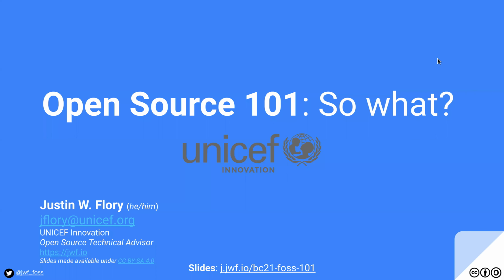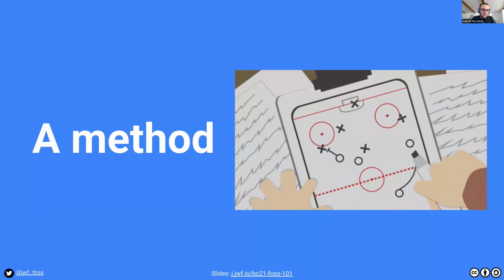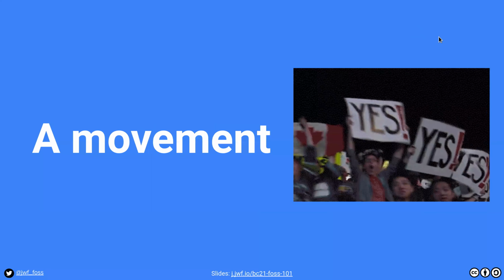I like to start from the basics when we're talking about these things. Open source, what is it? It's a method we use to develop and distribute software and hardware, as well as a set of best practices that help us make software and build teams that make software. It's a movement.